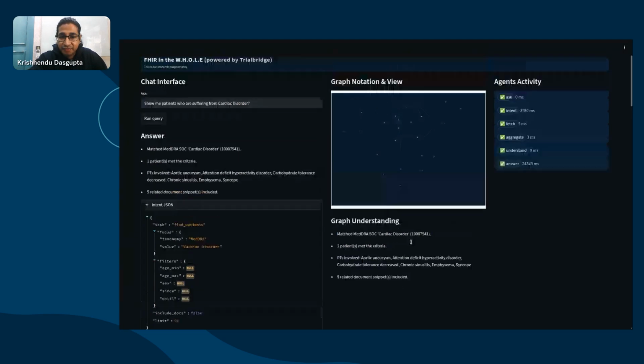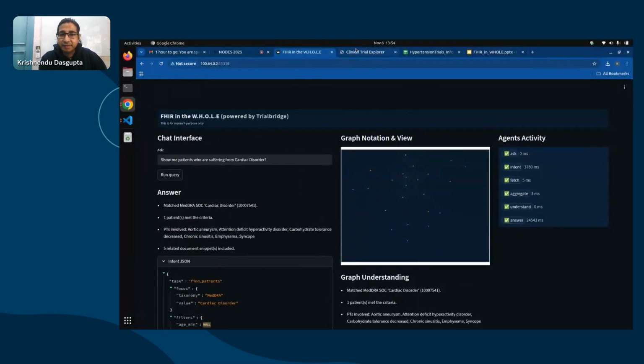This was all from the FHIR in the whole demo, but a quick thing also, which is going to help you understand semantic understanding and how to also create graph nodes out of simple, clear text.